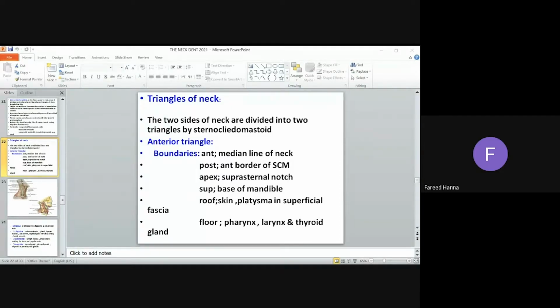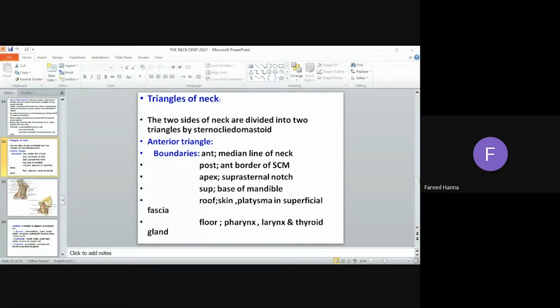So the sternocleidomastoid divides each side of the neck into 2 triangles. An anterior, which lies anterior to it, bounded by anterior border of sternocleidomastoid here, the anterior median line, and then we have the base of the mandible with the stylomandibular ligament, which is thickening of deep fascia of the investing layer of deep cervical fascia. This is the anterior triangle of the neck on each side. So you have 2 anterior triangles, one on the left and one on the right.